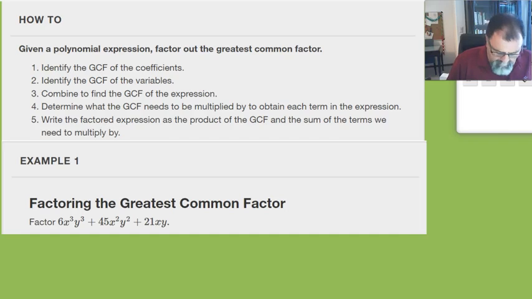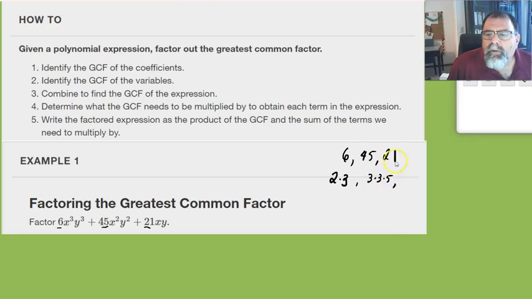Okay, so again, we're going to look at just the numbers. So what divides in all 3 of these numbers? 6, 45, 21. So if you're not really good at finding GCFs, you can look at the factored form. So 45 is 9 times 5, 9 is 3 times 3, and 21 is 3 times 7. So what factor is common to all of them? You can see they all have a 3 in common. Okay, so the GCF for the numbers is just going to be 3.